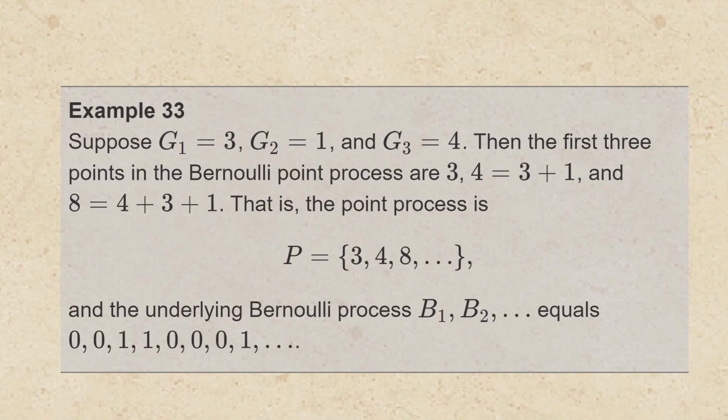So for instance, if the first geometric was 3, the second was 1, the third was 4, then the first point in the process would be 3, the first geometric. The next one would be 4, 3 plus 1. Then the next one would be 8, 4 plus 3 plus 1. That is, the point process starts off with points at 3, 4, and 8. And that means that the underlying Bernoulli process, B sub 1, B sub 2, has to start with 2 zeros followed by a 1 in the third spot, a 1 in the fourth spot, 3 more zeros, then a 1 in the eighth spot, and so on.